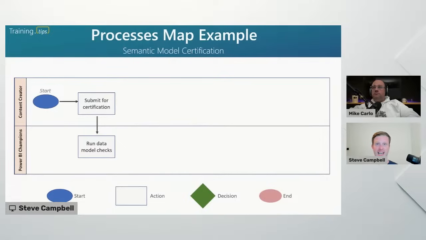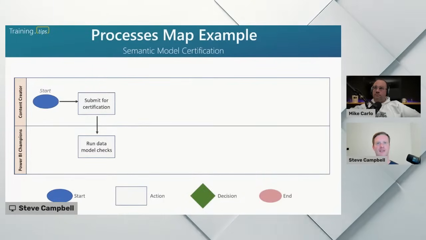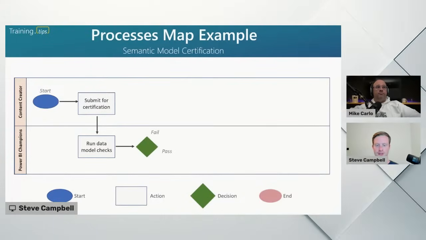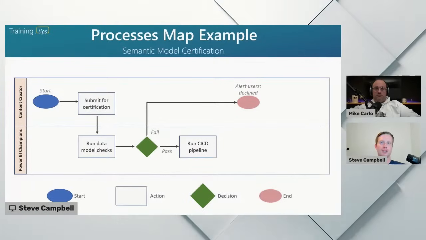And what they're going to do is run some data model checks. They're going to check whether this data model is up to speed for certification. Is the DAX correct? Is it star schema? This sort of stuff. Then this can either fail or pass. If it fails, we say, okay, you want to certify this model, except I've noticed that it's not star schema. We need to make some adjustments so it's up to scratch.